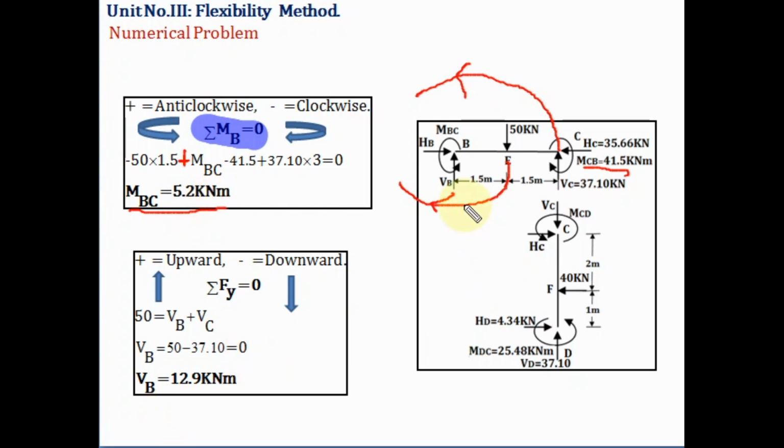After that we have to find out the vertical reaction at B. For that we'll apply the equilibrium equation, summation Fy equal to 0. Here 50 is the vertical force acting downward, equal to VB plus VC. Now we know the value of VC, that is 37.10. So 50 minus 37.10, we get the vertical reaction at B, that is 12.9. Then the horizontal reaction at B is equal to the horizontal reaction at C, so HB will be equal to 35.66.